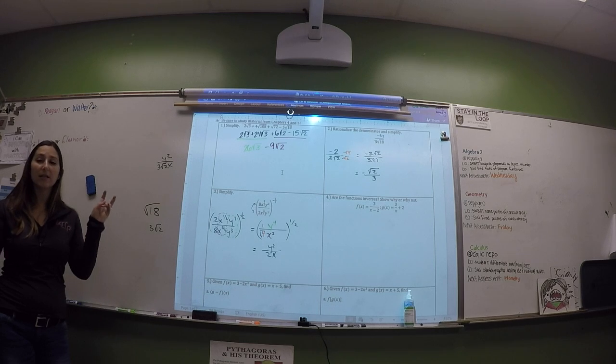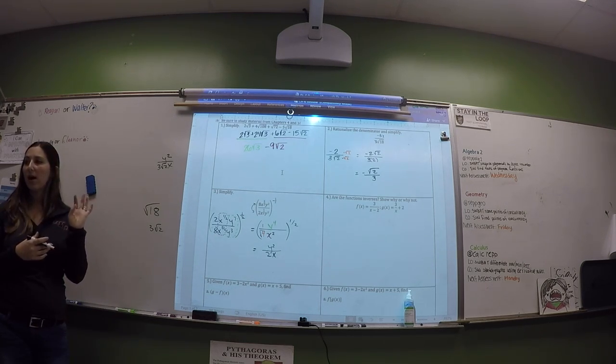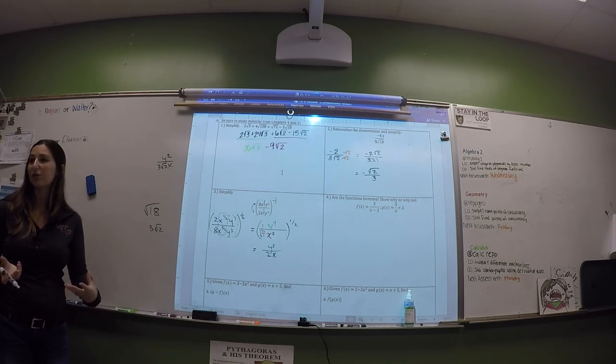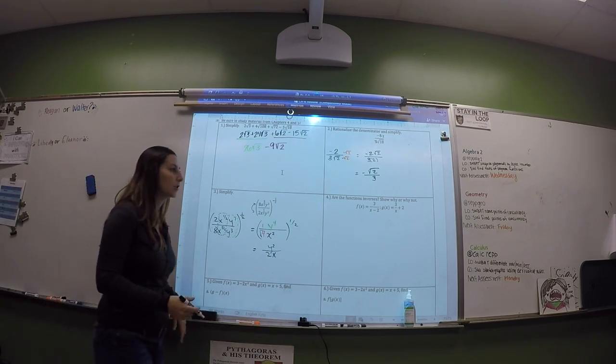You don't need to rationalize denominators when you have a square root of x in there. Okay, so you don't know that that's irrational. You don't know what x is. It could be rational. You only rationalize denominators when they're numbers. So just keep that in mind too.